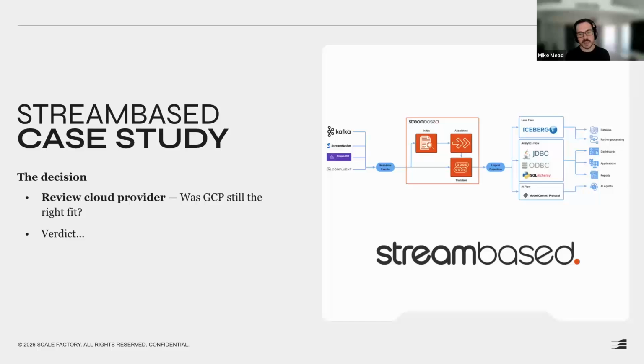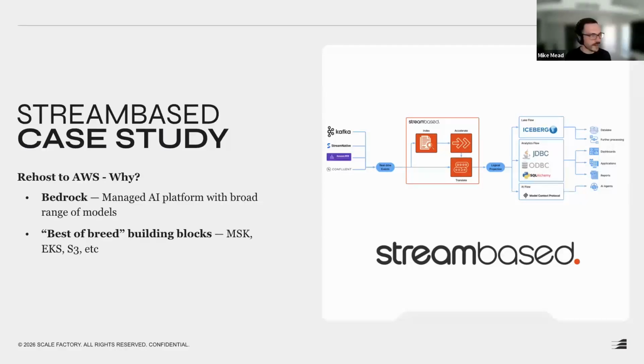What they ended up doing was reviewing the cloud provider. Obviously, they could have put in some automation with infrastructure as code and made their life easier on GCP, but they reevaluated the architecture and looked at what made sense for them and for the future. The first thing they did was review whether the current cloud provider was fit for purpose, and they decided, well, it's on the next slide so I'm not going to do a drum roll, but rehost to AWS.